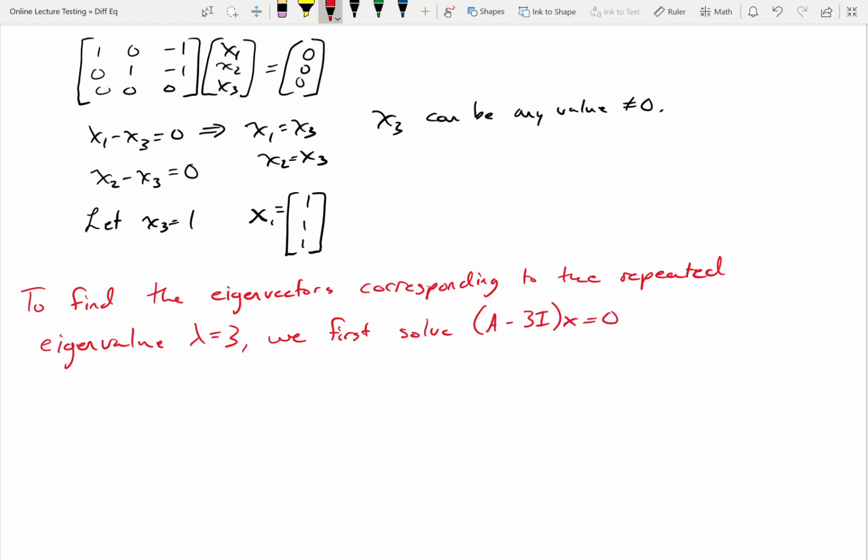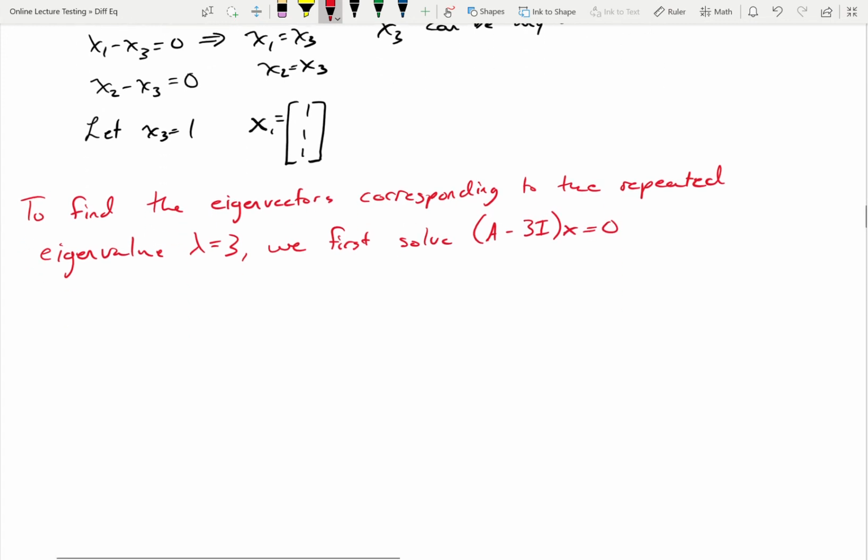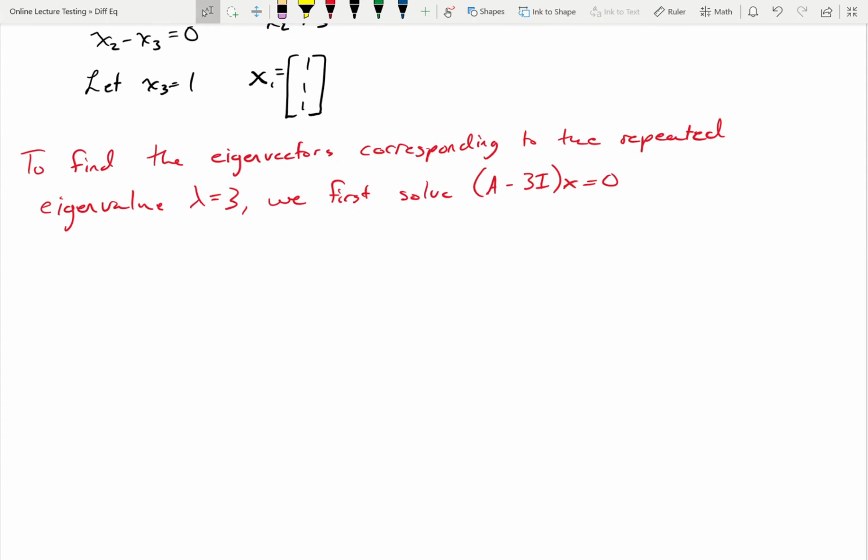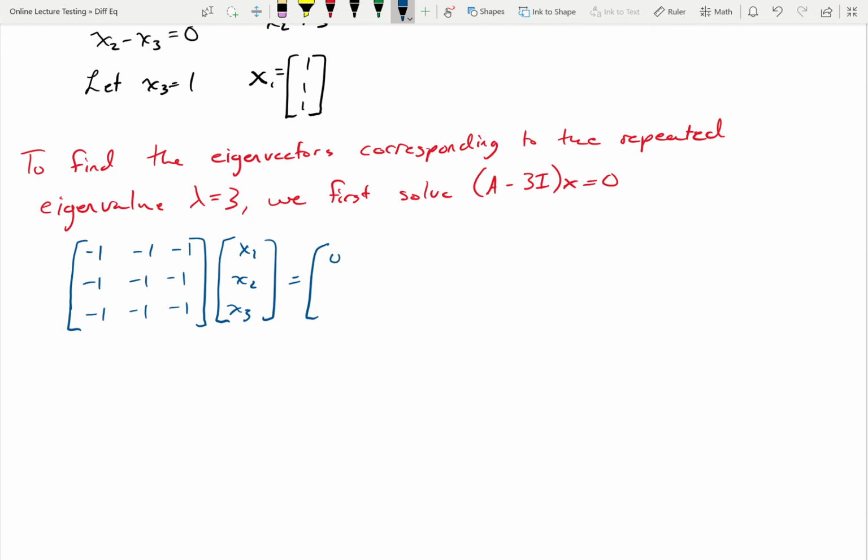Okay, so we're still going to do that process, so nothing's going to change. Well, when I plug in positive 3 into our equation, or A minus lambda I, we're going to get the following to happen. So we are going to get the system negative 1, negative 1, negative 1, times x1, x2, x3, and set it all equal to 0.